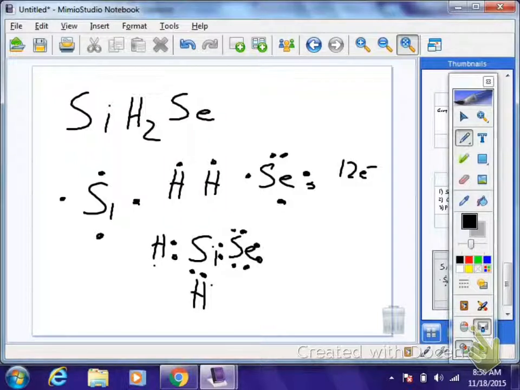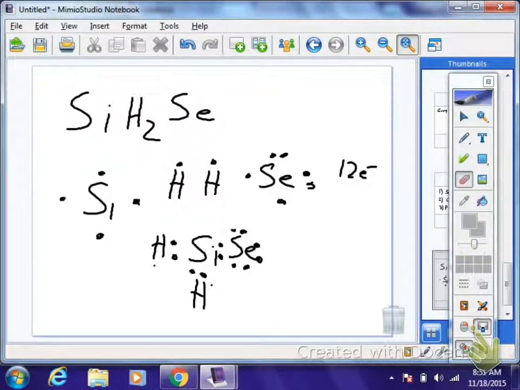And now we look, the center doesn't have 8. It has to borrow an extra pair. Can't do it from hydrogen, your only choice is selenium. So a lot of times there's an obvious atom it's going to share from. Very obvious that selenium's the only one who can share. Sometimes it's not so obvious. You just have to make sure. But in this one it's definitely obvious which one you need to do.